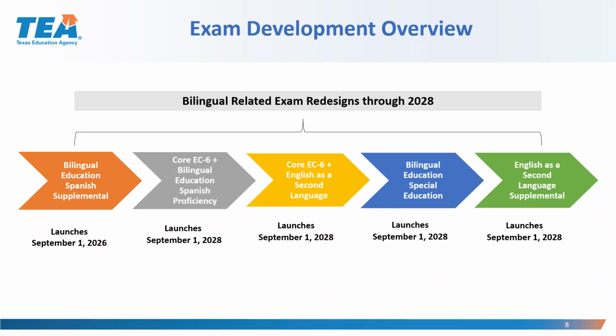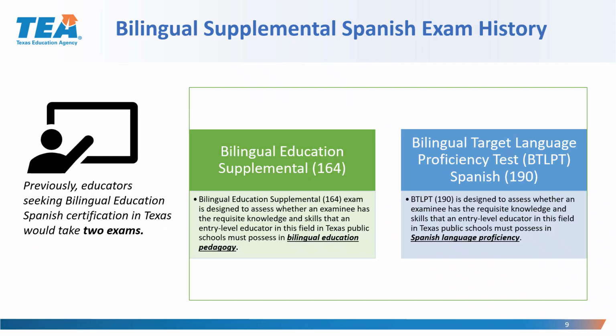Currently, the agency is engaging in a series of bilingual-related exam redesigns through 2028. The Bilingual Education Spanish Supplemental and Core EC6 Bilingual Education Spanish Proficiency exams are among those. Today, of course, our focus is solely on the Bilingual Education Spanish Supplemental exam. To start our conversation, I want to discuss the history of the certification path for bilingual Spanish educators in Texas.